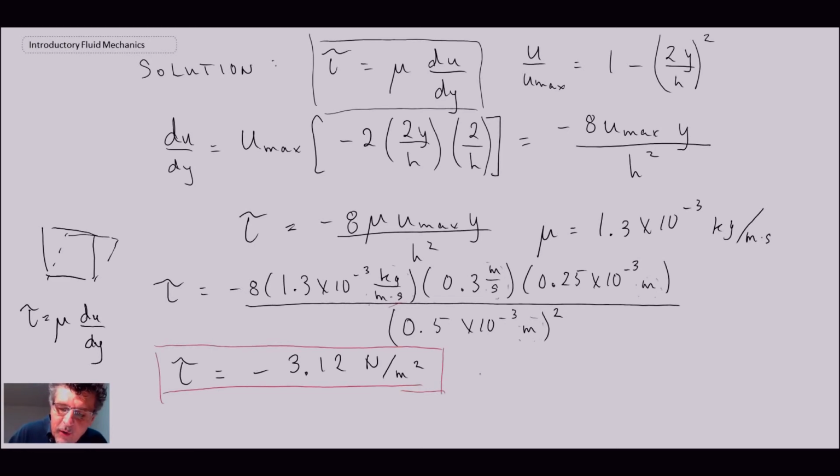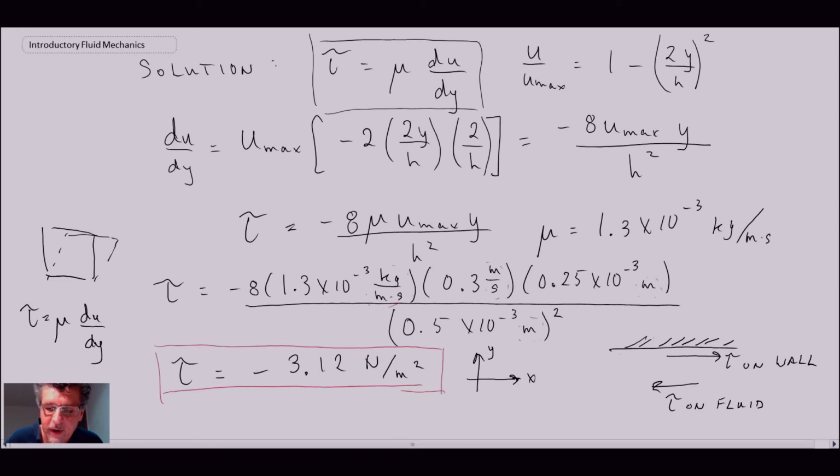So if you remember our coordinate system, we had y in that direction, x in that direction. That means that on the fluid, the shear stress is in the negative x direction, and on the wall, it's actually in the positive x direction because it would be the equal and opposite. So if we were to sketch this out, what we have is the shear stress on the fluid, tau on fluid, is in the negative x direction, but the tau on the wall is in the positive x direction. So just like in statics, if you draw a little picture and you say the direction that it's going in, that would be good enough.